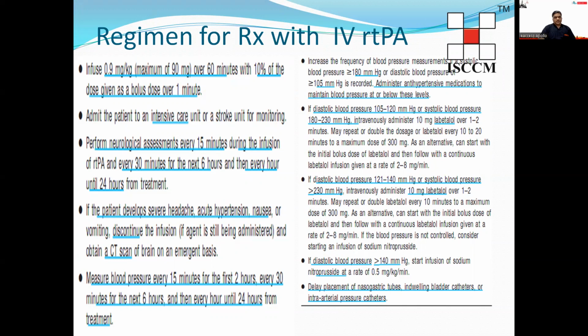Perform neurological assessment every 15 minutes during the infusion of tPA, every 30 minutes for the next 6 hours, and every hour for the remaining 24 hours. If the patient develops severe headache, acute hypertension, nausea, or vomiting, discontinue the infusion if the patient is still being administered, and obtain a CT scan of the brain on an emergent basis. Measure blood pressure every 15 minutes for 2 hours, every 30 minutes for the next 6 hours, and hourly for the remaining 24 hours.